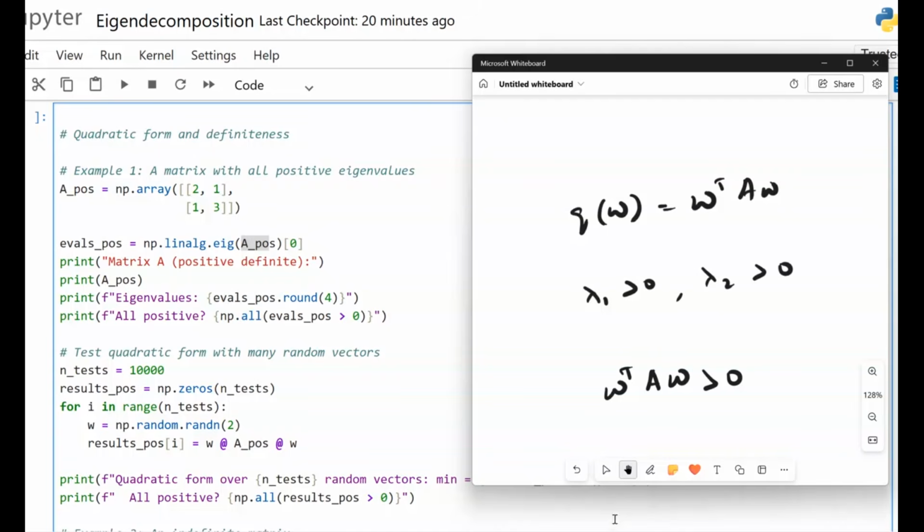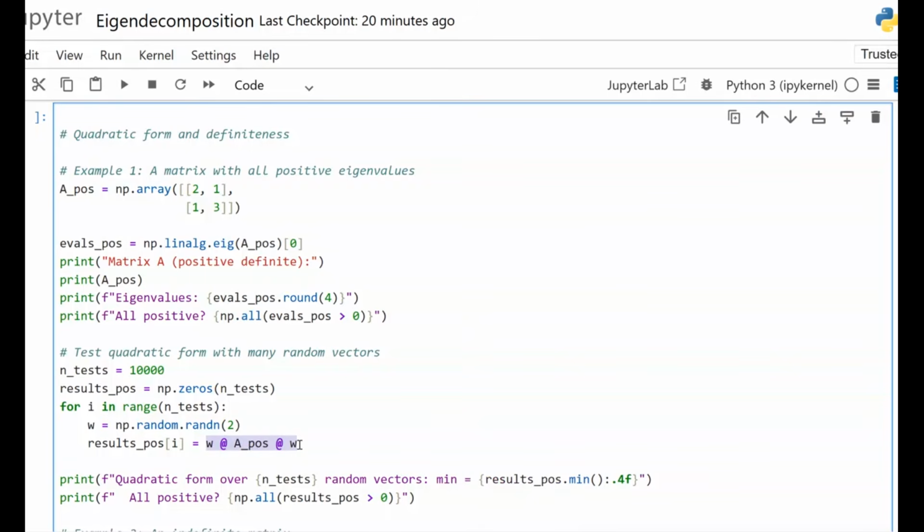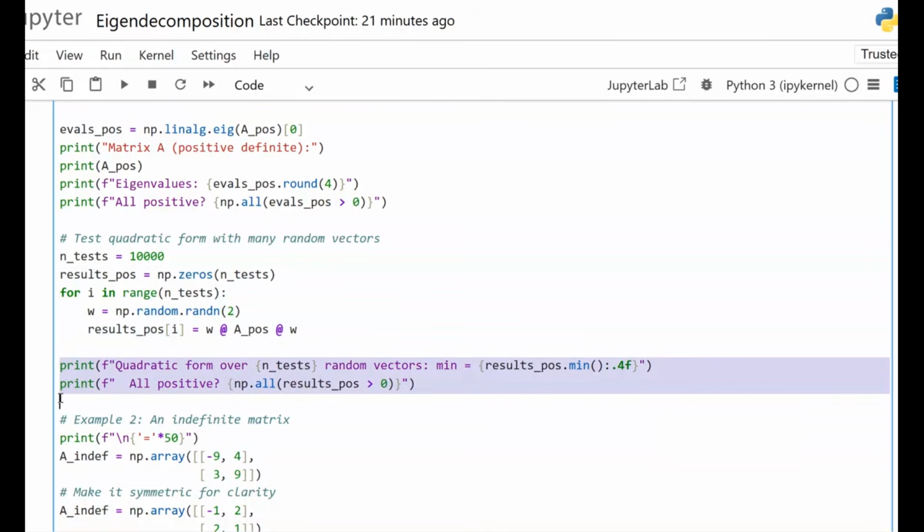When we do the empirical test, we evaluate the values for 10,000 random vectors, and the minimum value is still positive. Dear friends, this loop confirms that no direction produces a negative or 0 value. So the quadratic form defines a strictly convex surface. On the result, the quadratic form is an elliptic bowl and every direction curves upward. No flat or downward directions are there.